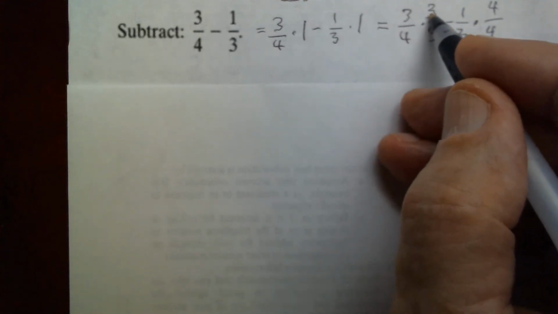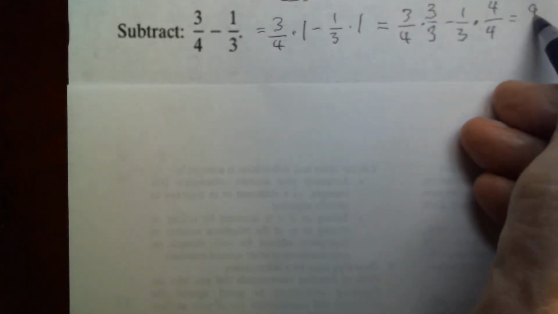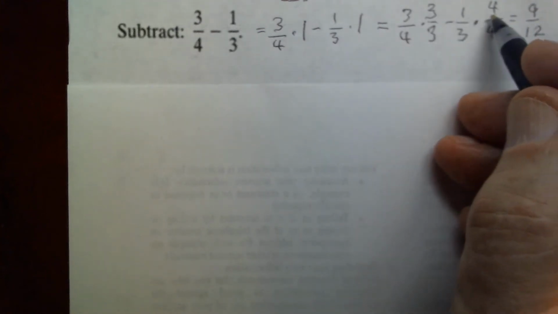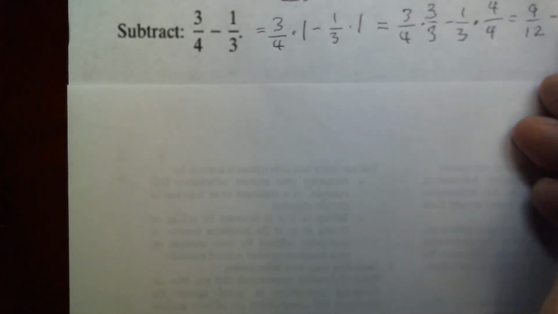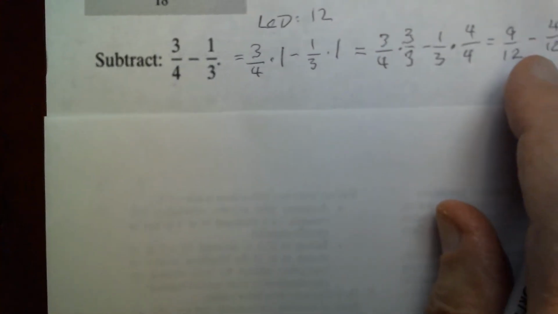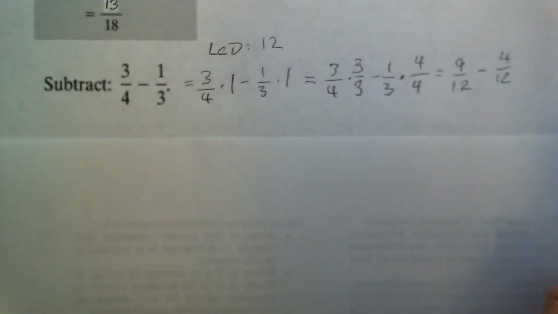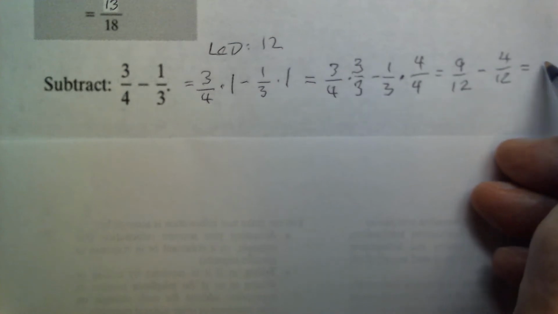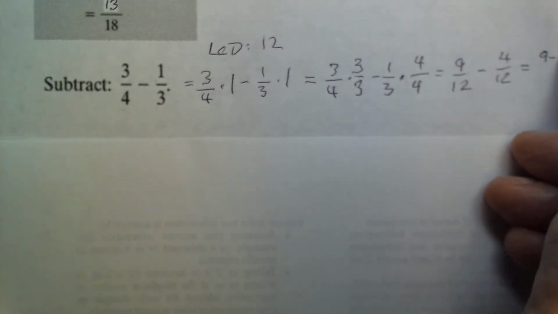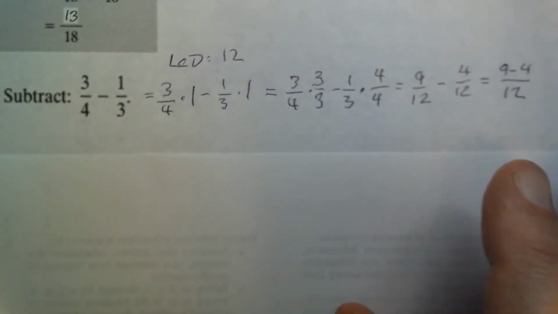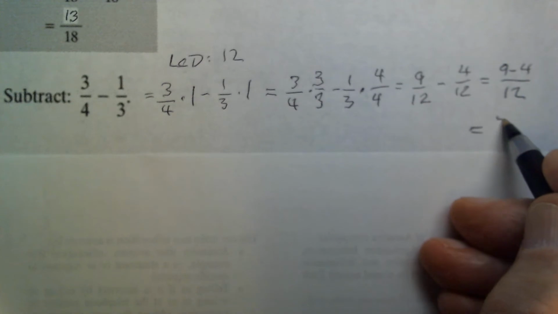And 3 times 3 is 9. And 4 times 3 is 12. And 1 times 4 is 4. So now we just subtract the numerators. And so 9 minus 4 is 5. 9 minus 4 divided by 12. And that then is equal to 5/12.